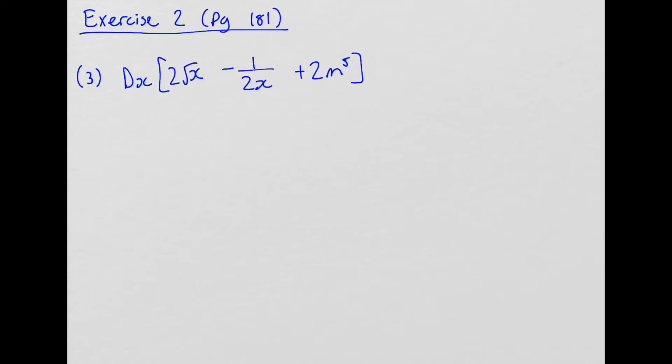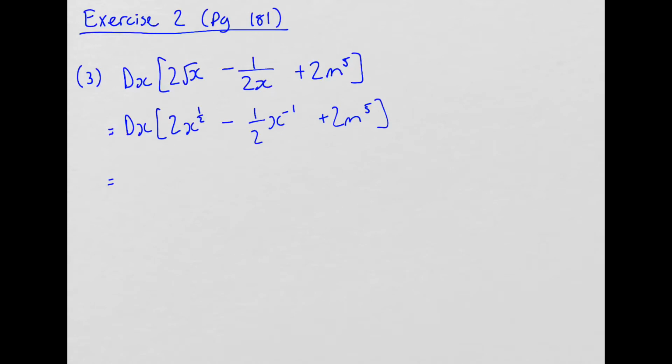Right, so the first thing we need to do is make sure that the expression is in a form to derive, which means we get rid of surd signs, we get rid of variables that are in denominators, we get rid of brackets, etc. So the 2 root x, we're going to change into exponential form, so it'll be 2x to the half. And the 1 over 2x, we're going to take the x to the right of the fraction, so it'll become x to the negative 1, plus 2m to the 5. Now we are ready to derive.